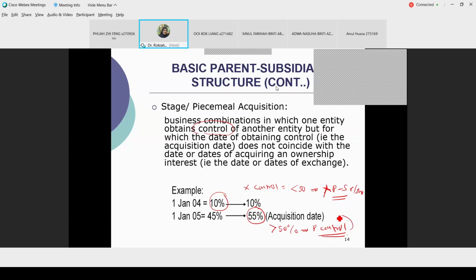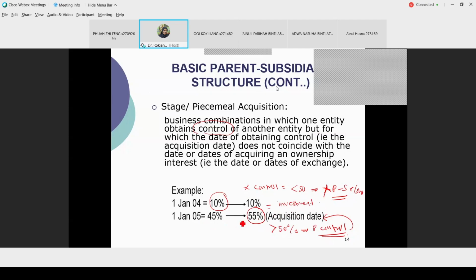So this date is known as the acquisition date. The acquisition date is the date when you have control over the other company. This one we call a stage of piecemeal acquisition. In January 2004, there is no control. This is just like a normal investment. This one we record as investment only.